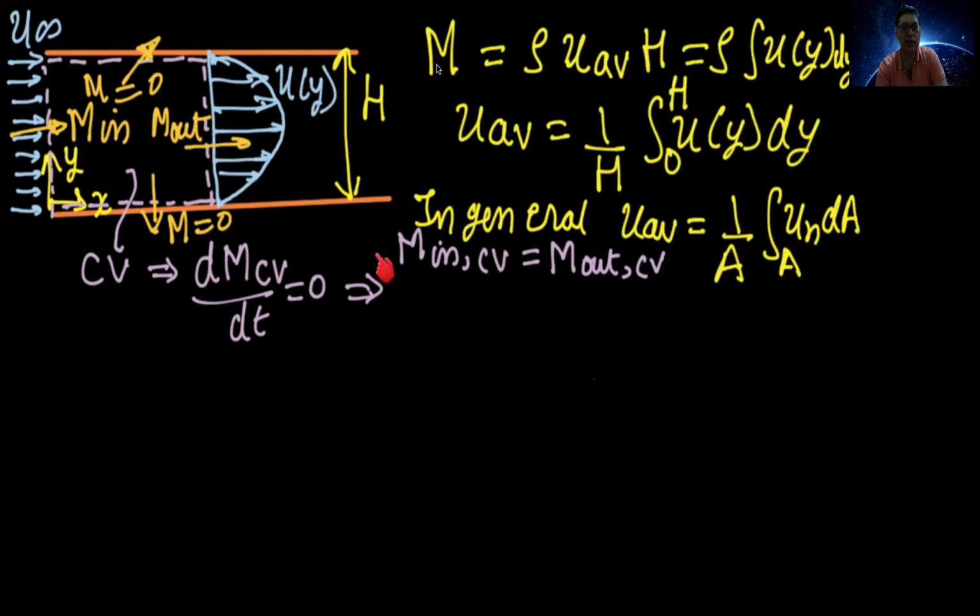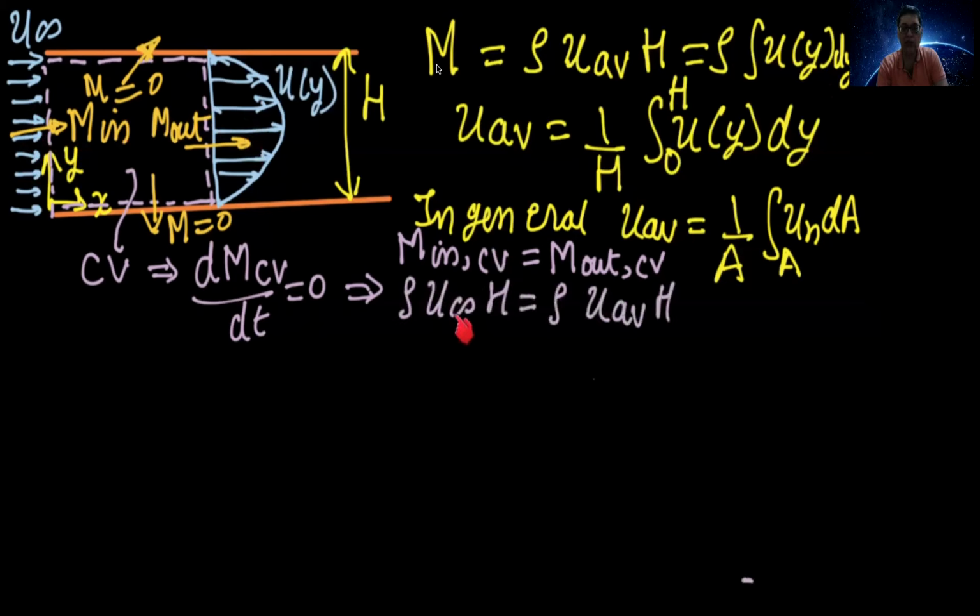So if you apply this, the mass flow rate at the inlet will be equal to rho times the integral of u. Now in this case, the velocity is uniform. So if you do the integral, u infinity is constant, it will come out of the integral, and you will get rho u infinity into h. Whereas at the outlet, it is equal to rho into u average into h.